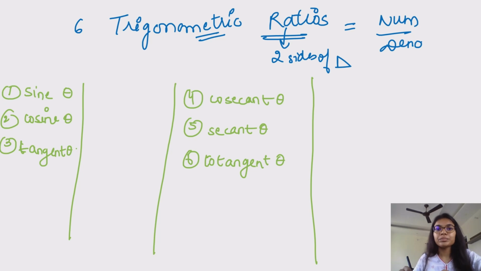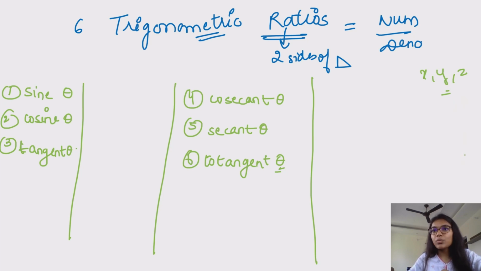Ma'am, what is this theta? Just like we have variables x, y and z, similarly we have theta. Theta is also a variable which has a value as angle. That means theta will contain values like 30 degrees, 40 degrees, 50 degrees. It has angular value.